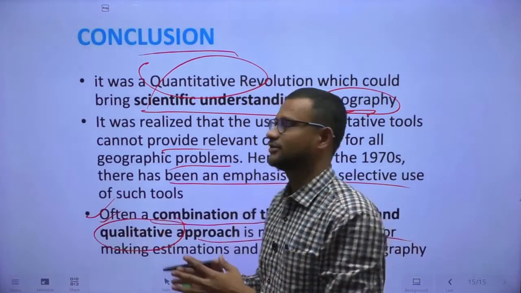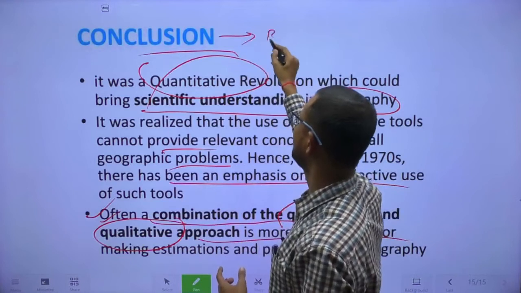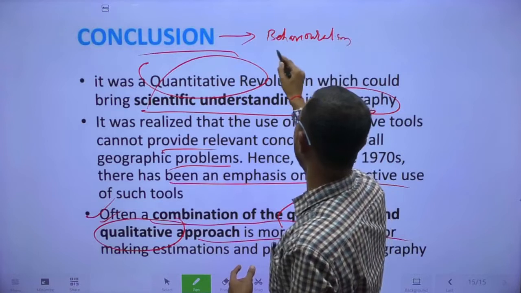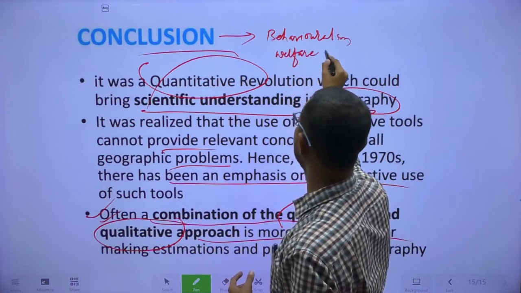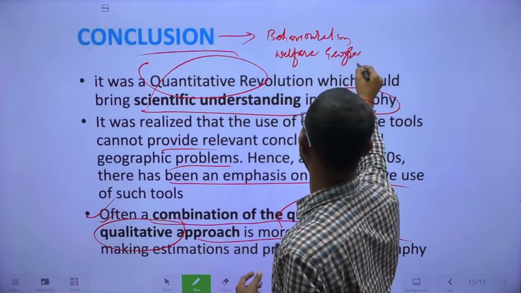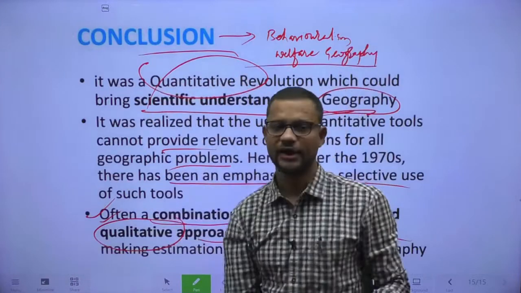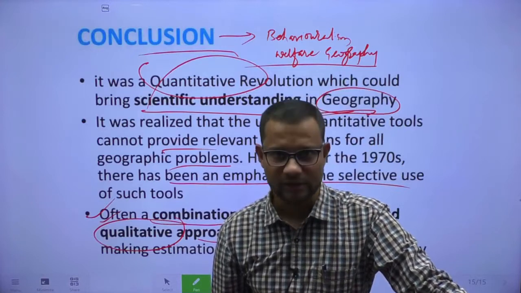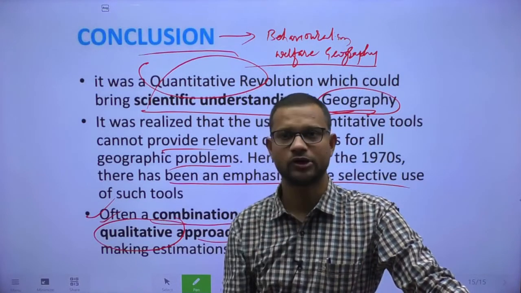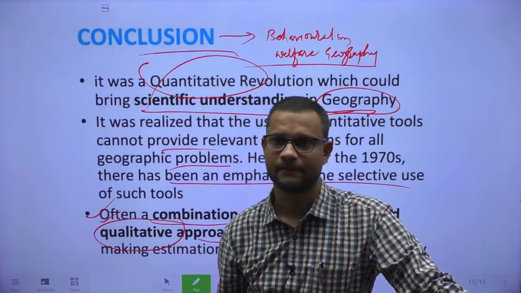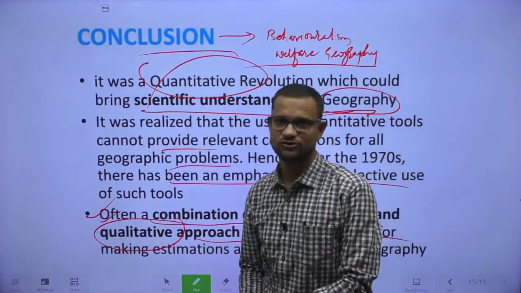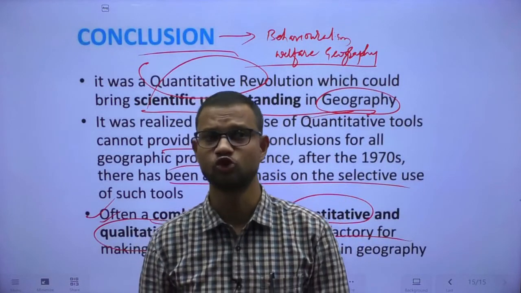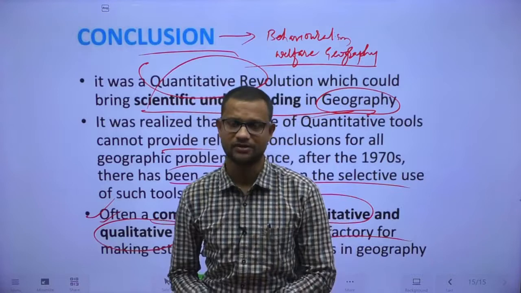As I told you, it gives rise to new approaches such as behavioralism or welfare geography. These are all later outcomes, arising in order to criticize the quantitative revolution. That's why you cannot neglect the quantitative revolution overall. So this is all about this topic, the quantitative revolution, one of the most important topics in perspectives on human geography. I think everyone is quite clear.